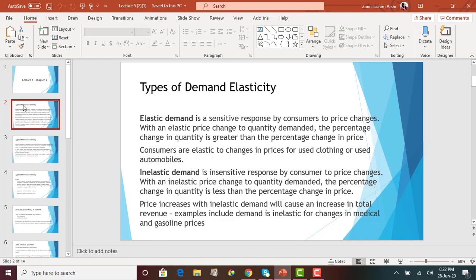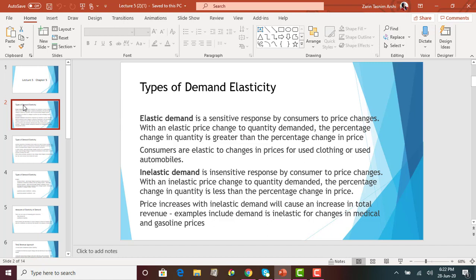Now when there is a price change, let's say for salt, we will react differently compared to when there is a price change to hamburgers. So that's what it is all about. As consumers, how do we respond to changes in prices of different types of goods? And that's what the price elasticity of demand measures.